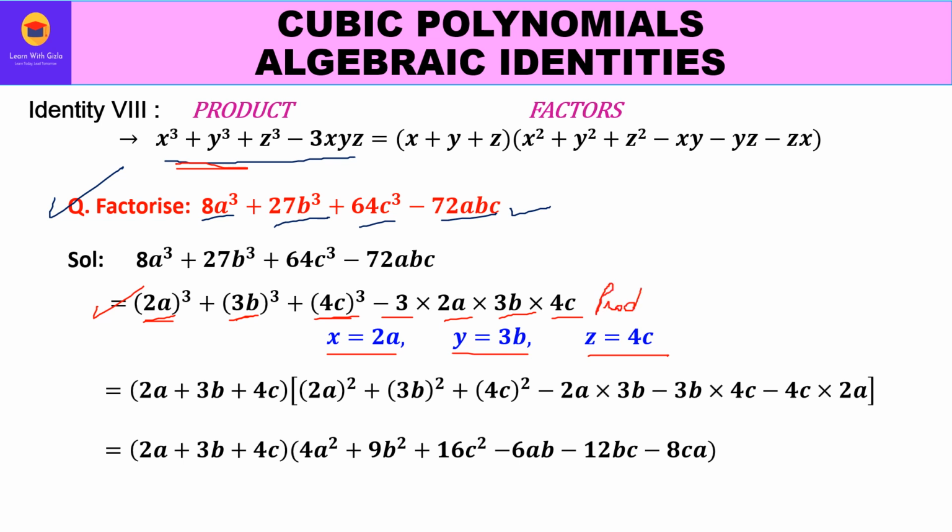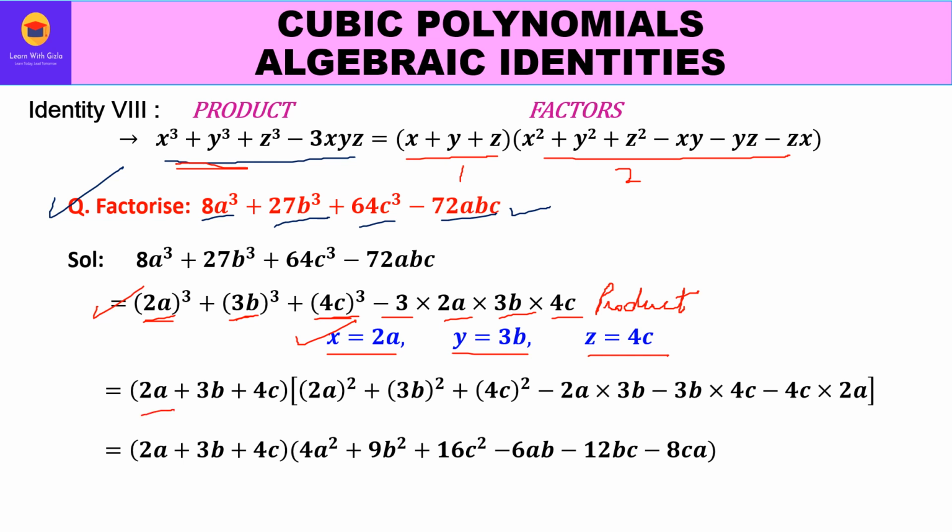Right? This is the product. Again I am repeating, this is the product. We have to factorize it. Factorize means find its factors. Factors are what? x plus y plus z is one of the factors. The second factor is x square plus y square plus z square minus xy minus yz minus zx. Once you have identified what is your x, y and z, you can now find the factors using x, y, z. So first is x plus y plus z.